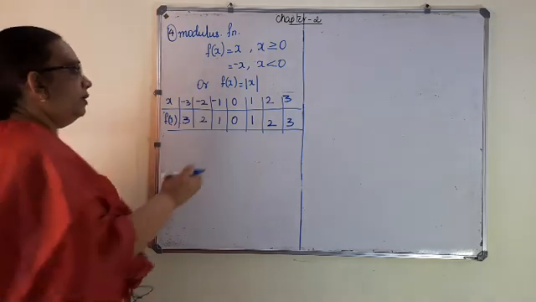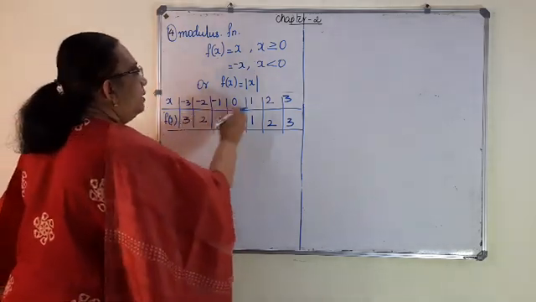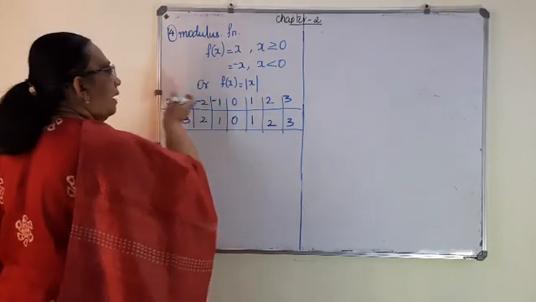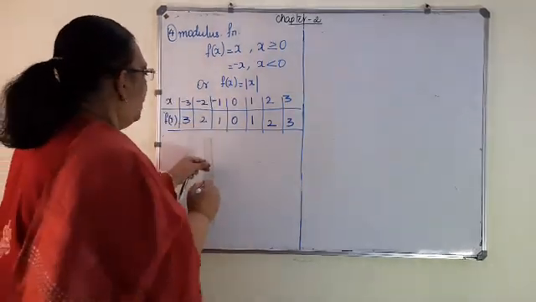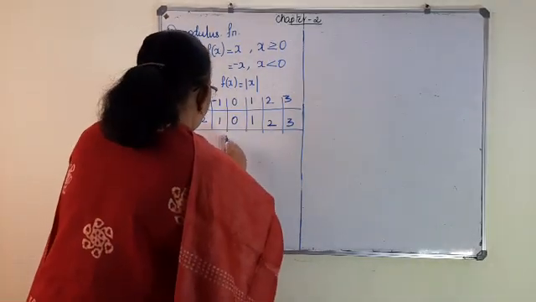I have taken the zero value, the positive values, and the negative values. Now let us sketch the graph.